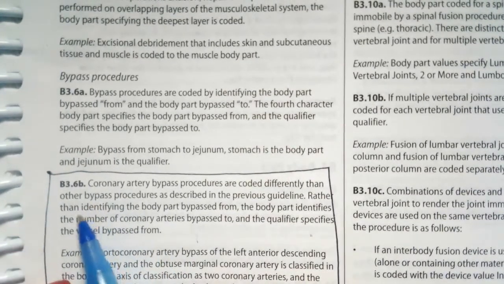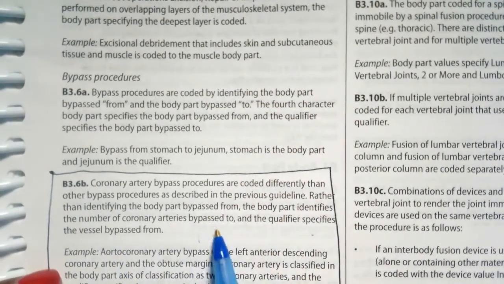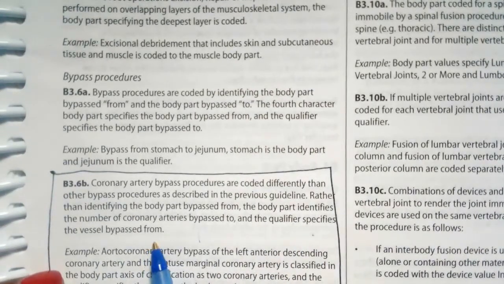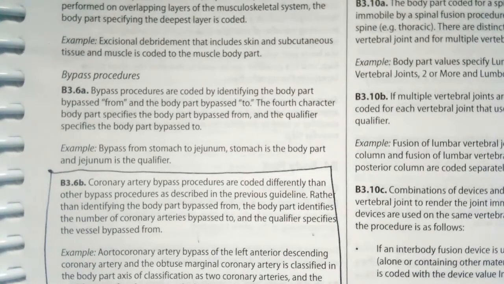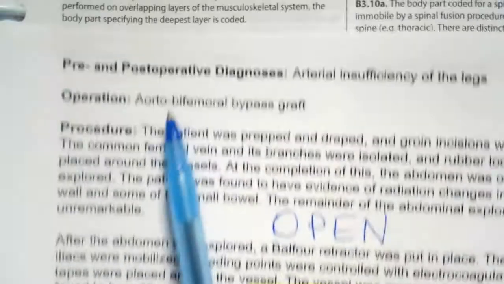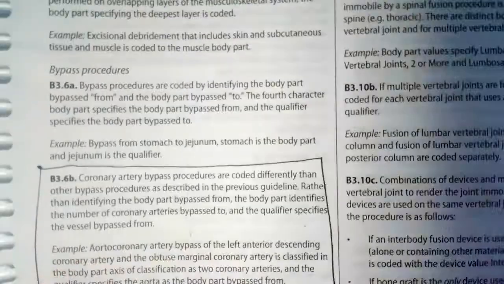So they're coded differently. Rather than the body part being the bypass from, the body part identifies the number of coronary arteries bypassed to, and the qualifier specifies the vessel bypassed from. Uh-oh, guys, here's the million-dollar question. Was this a coronary artery bypass or a non-coronary artery bypass? Let's see. You must know your anatomy, guys. So, this was not a coronary artery. Documentation states aorta, not coronary artery. This was the aorta. So back to table 02H.